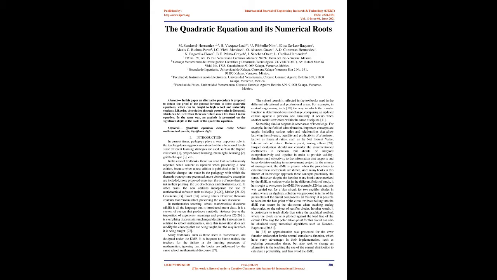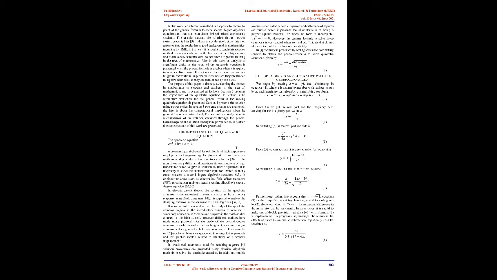IJERT Vol. 10 Issue 06, www.ijert.org 301. This work is licensed under a Creative Commons Attribution 4.0 International License. Published by http://www.ijert.org, International Journal of Engineering Research and Technology, IJERT, ISSN 2278-0181, Volume 10 Issue 06, June 2021.